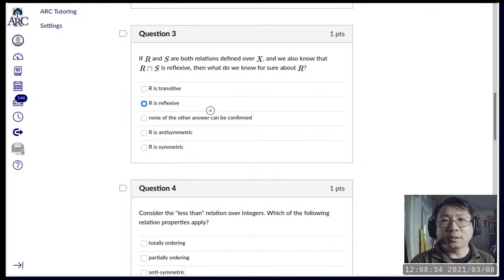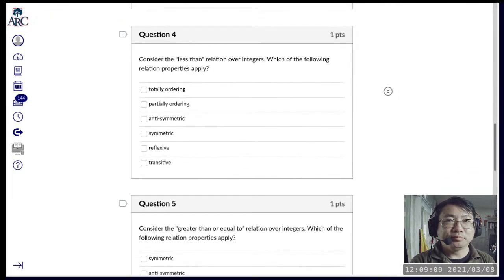And for this one, it's not tricky. I could have made it more tricky by turning all of these into check boxes instead of radio buttons, because for radio buttons you can only choose one. Once you know that I know for sure it's going to be reflexive, then that's pretty much the answer. But if I made these into check boxes, then it gets a little bit hairy, because then you really have to think about, do we know for sure it's going to be transitive? Do we know for sure it's going to be anti-symmetric? So that gets a little bit more interesting.